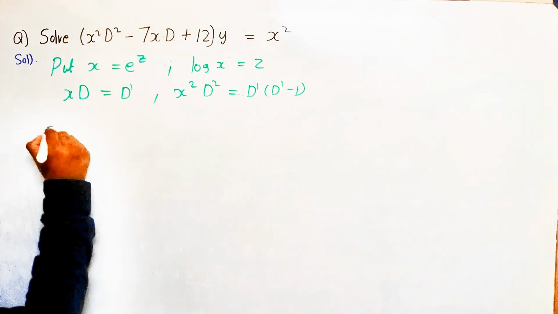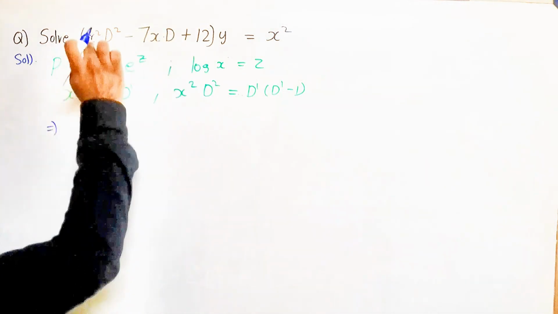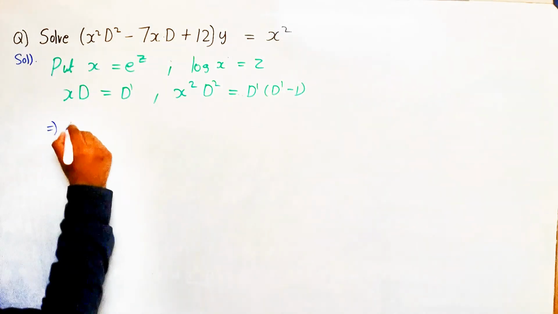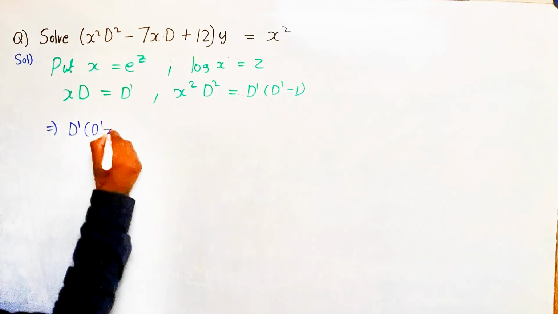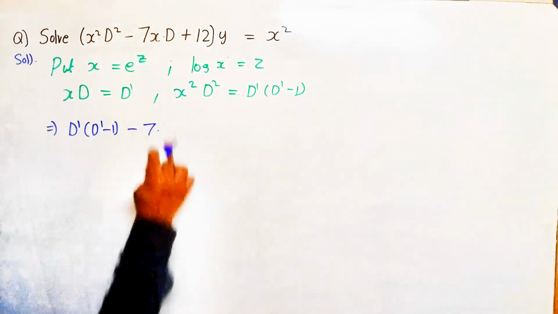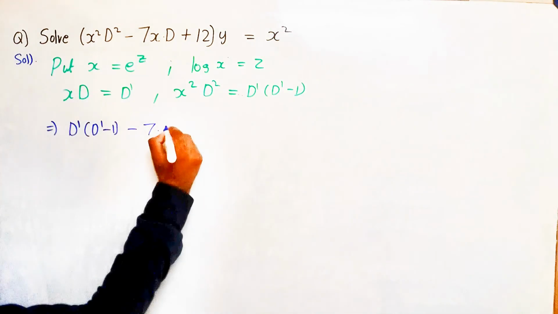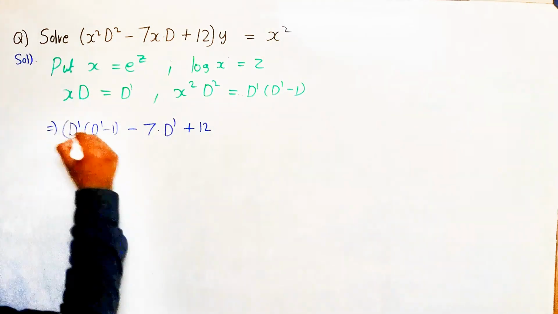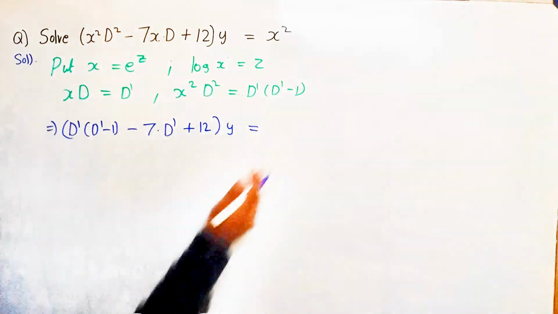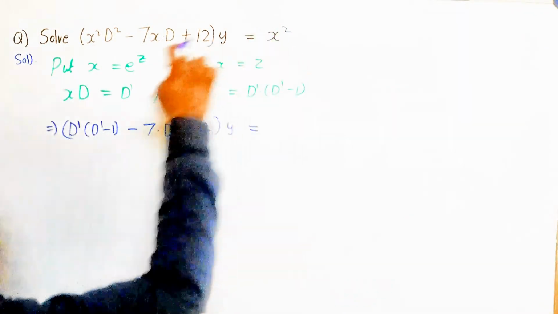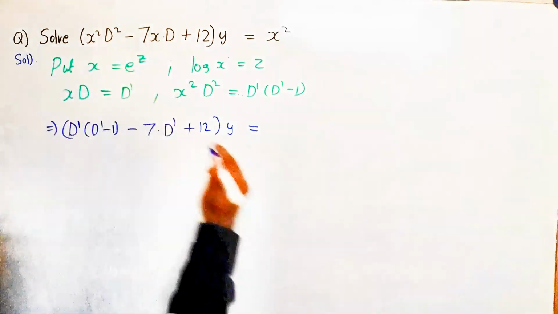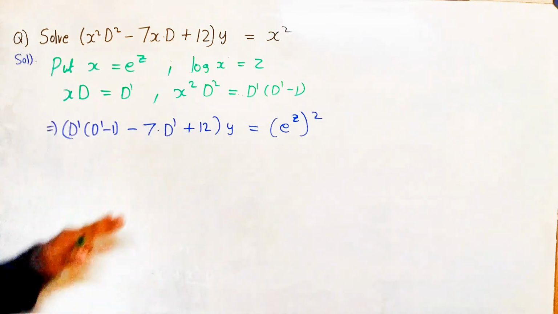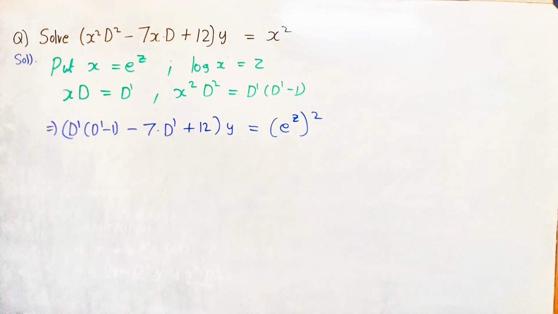After replacing, x square D square is replaced by D dash into D dash minus 1. So D dash into D dash minus 1 minus 7 into xD, where xD means D dash, plus 12 into y equal to x square. Here x we have to replace by e to the power of z, so e to the power z whole square. Now we have replaced, and we have to go on solving.